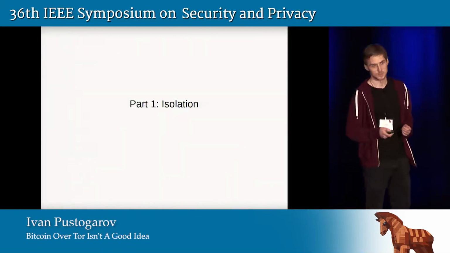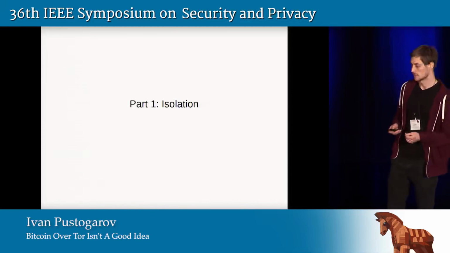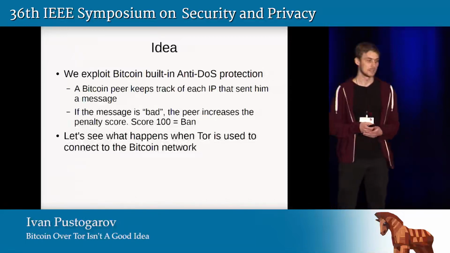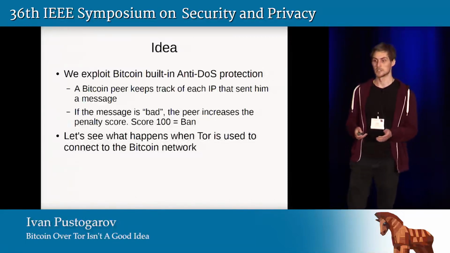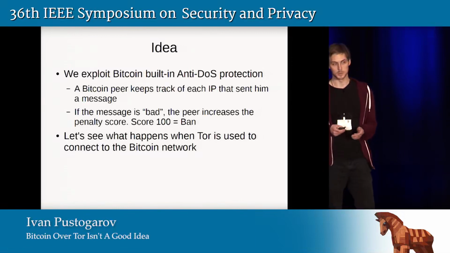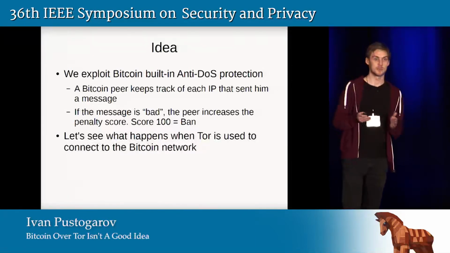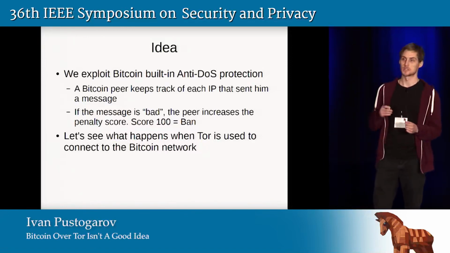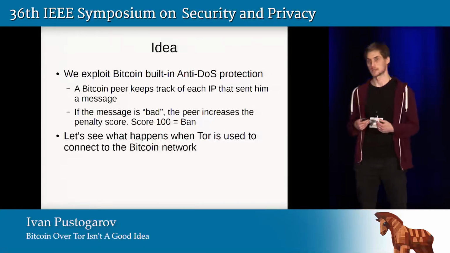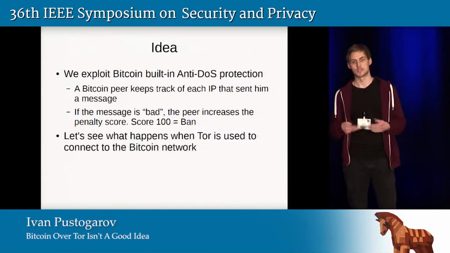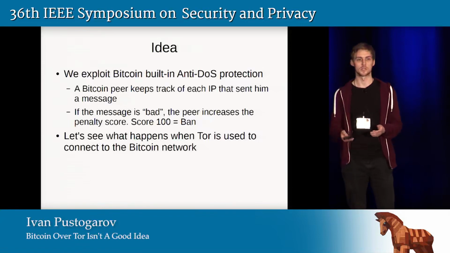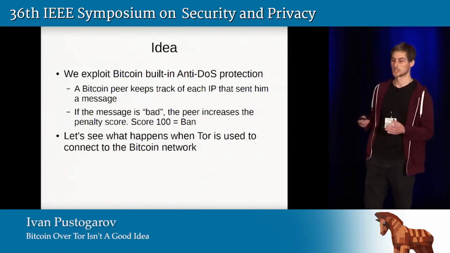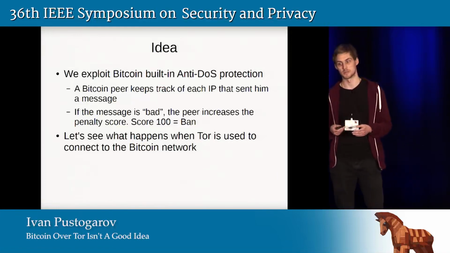So let's start with the first part, how to isolate the user from the rest of the Bitcoin network. The idea is very simple. There is built-in anti-DoS protection in Bitcoin, according to which if you're a Bitcoin peer and I send you a malformed message, you will increase the penalty score of my IP address. And if I keep sending you malformed messages, you will keep increasing this score, and finally it will reach 100, which means you ban my IP address.